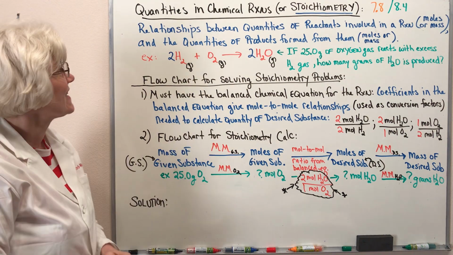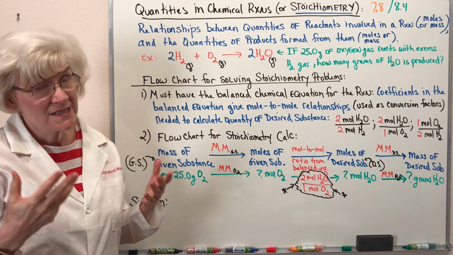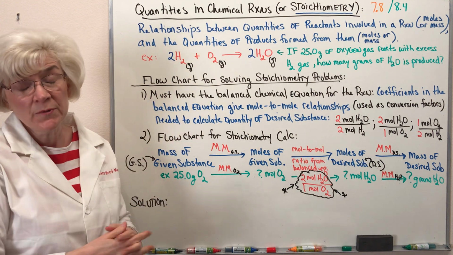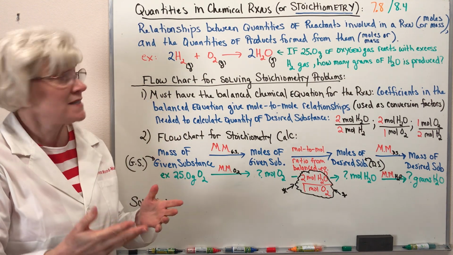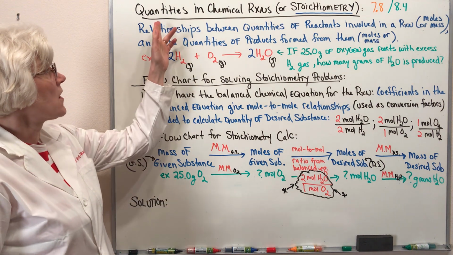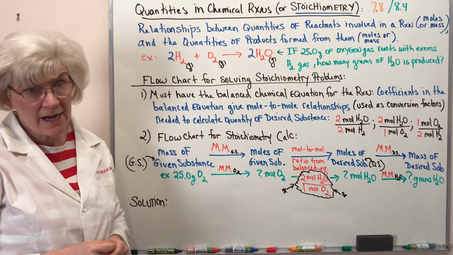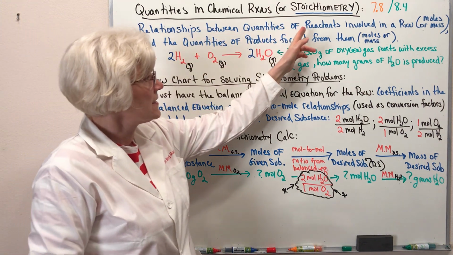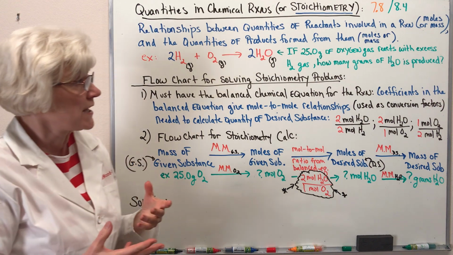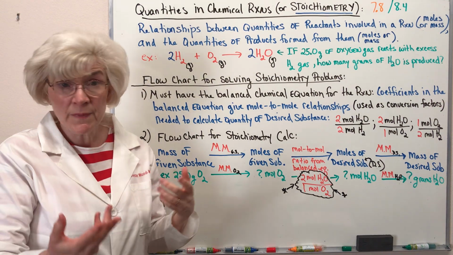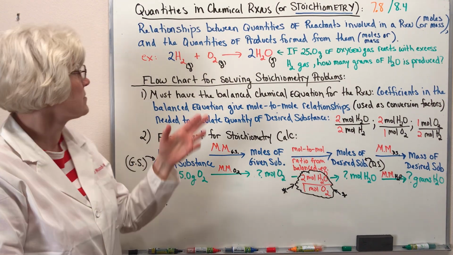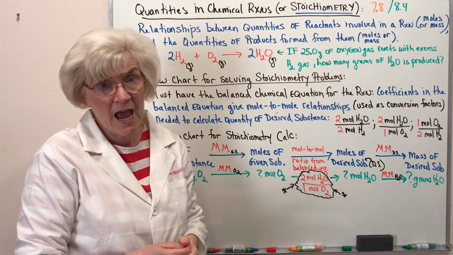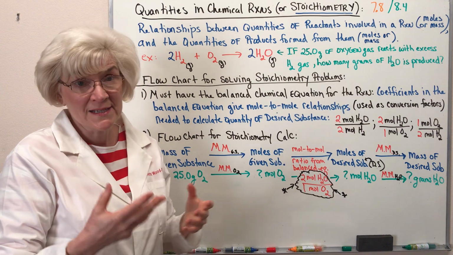We're going to take a look now at a topic that plays a very central role in chemistry, continuing throughout all the subsequent chemistry classes that you may take. This topic involves quantities in chemical reactions, or in other words, the relationship between quantities of reactants involved in a reaction, and these quantities can either be in mole amount or mass amount, and the quantities of products formed from these reactants, either mole or mass amount.